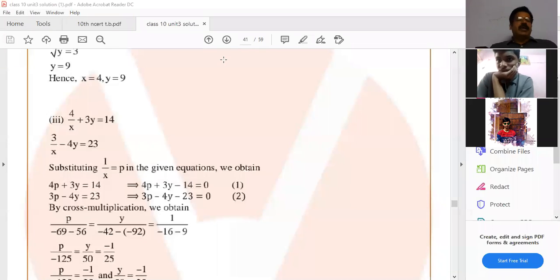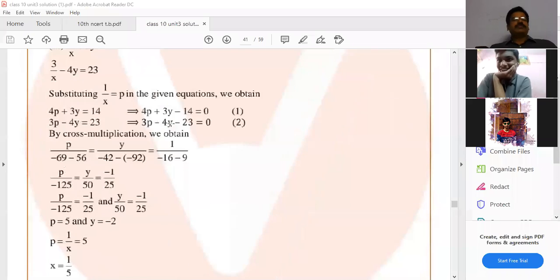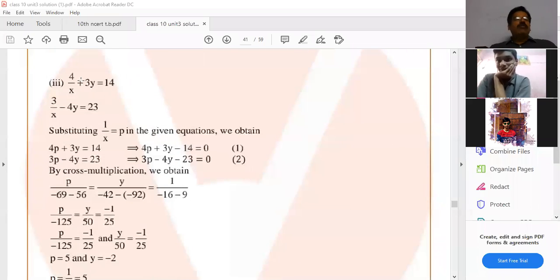Okay, and now you see third sum. 4 by x plus 3y equal to 14. 3 by x minus 4y equal to 23. Here you see only x is in the denominator. That's why we suppose, substituting 1 by x equal to p in the given equation. Why unnecessary changing? Only 1 by x is there, one variable only. 1 by y is not there, that's why p is supposed in place of 1 by x.